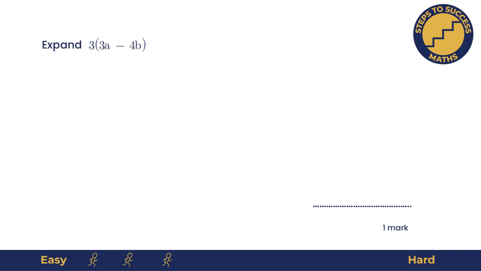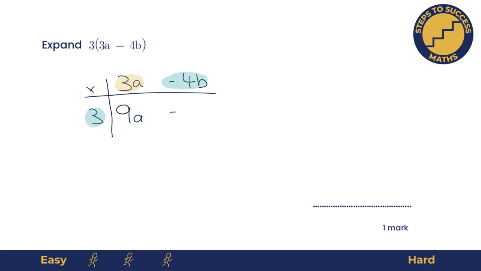Expand 3(3a - 4b). Here's our grid. 3, 3a minus 4b. 3 times 3 is 9, and we've got an a, so 9a. 3 times negative 4 is negative 12, and we've got a b. 9a, take away 12b.